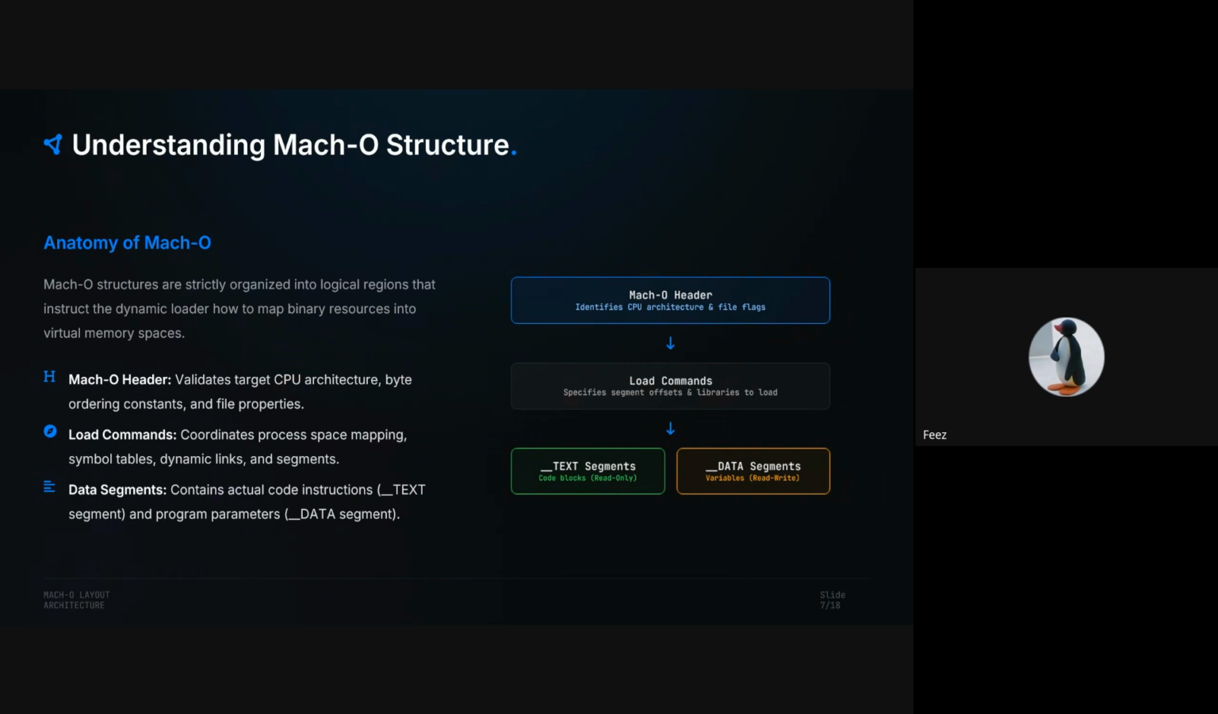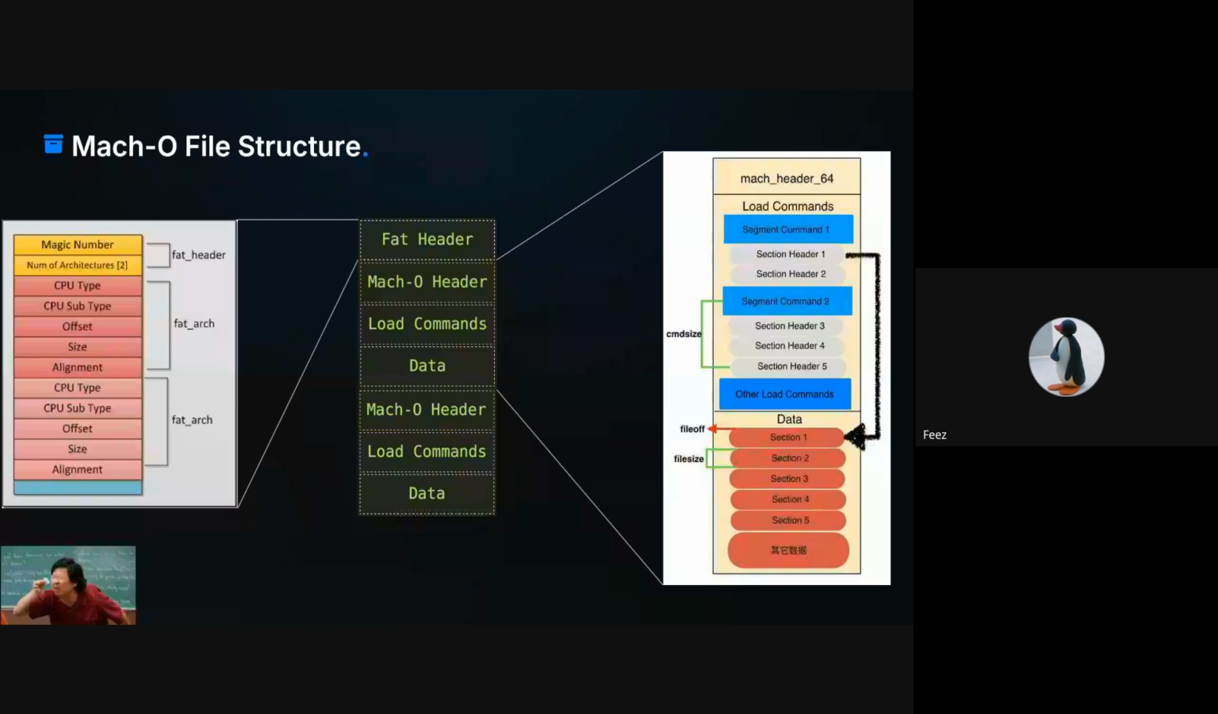So I will skip this since we have a more specific file structure. Here you can see in the middle is the normal Mach-O file which has the fat header. So: fat header, the Mach-O header, load commands and the data. The fat header is actually the one that handles which architecture to run, either ARM or Intel.